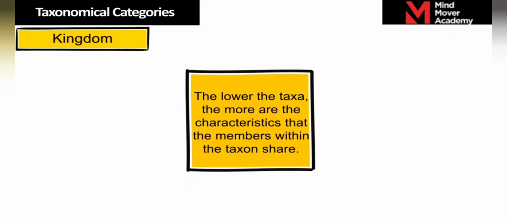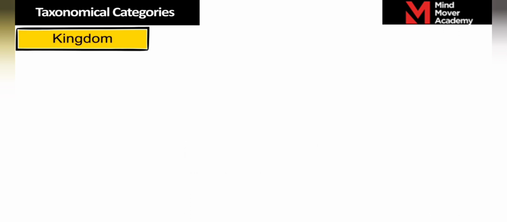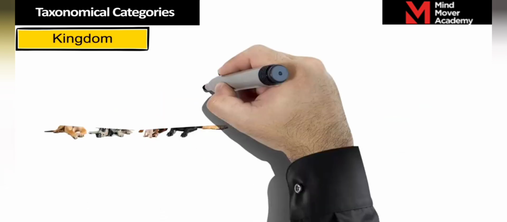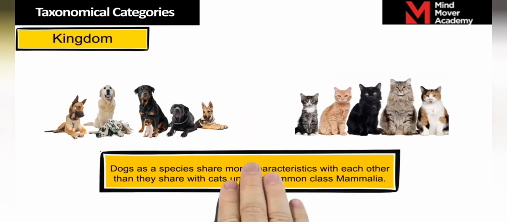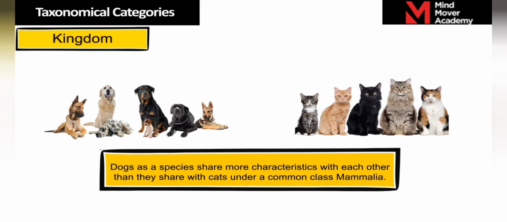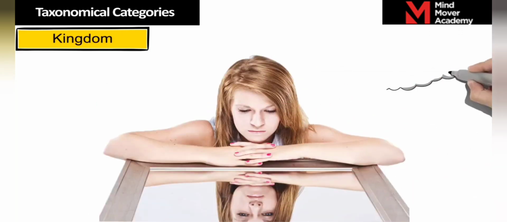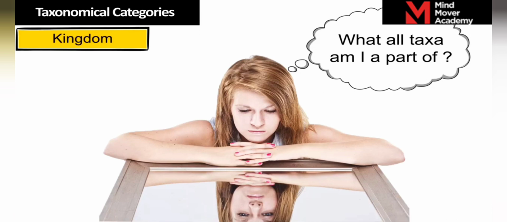So after understanding these classifications of living organisms deeply, we can clearly say that the lower the taxa, the more are the characteristics that the members within the taxon share. For example, dogs as a species share more characteristics with each other than they share with cats under a common class, which is Mammalia. Alright, let us now take a closer look at the classification of human beings and the categories to which they belong.